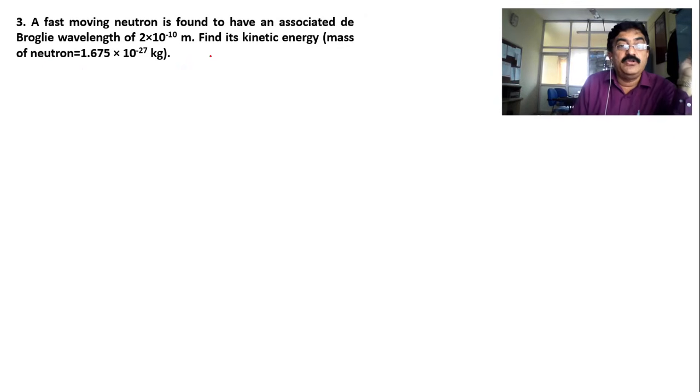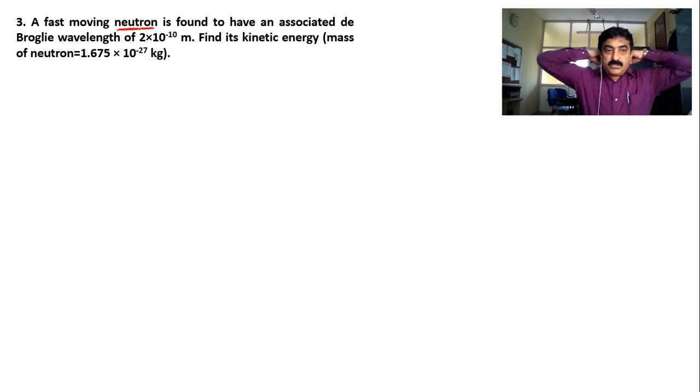This time it is neutron. Look at the particle. This time it is neutron. A fast moving neutron is found to have an associated de Broglie wavelength of 2 into 10 power minus 10 meter. So the wavelength is given, and they have told the particle too. They have given the nature of the particle, neutron. Find the kinetic energy of the neutron. Just the reverse of the previous problem with one change.